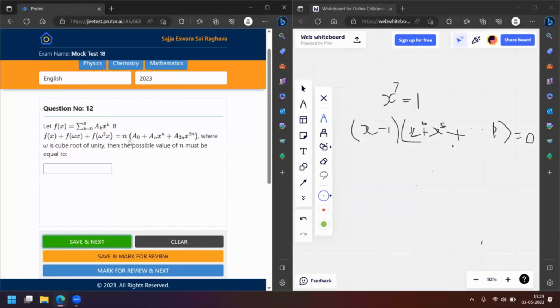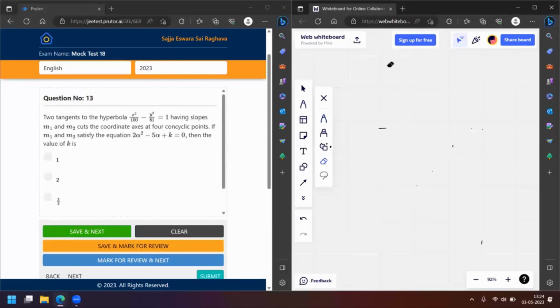So in the above equation, if we substitute x with omega x based on the power of k, we will get the values. So omega power 3 will be equal to 1. If you write all three equations and add them, we can get the value of n. It's given the two tangents of the.